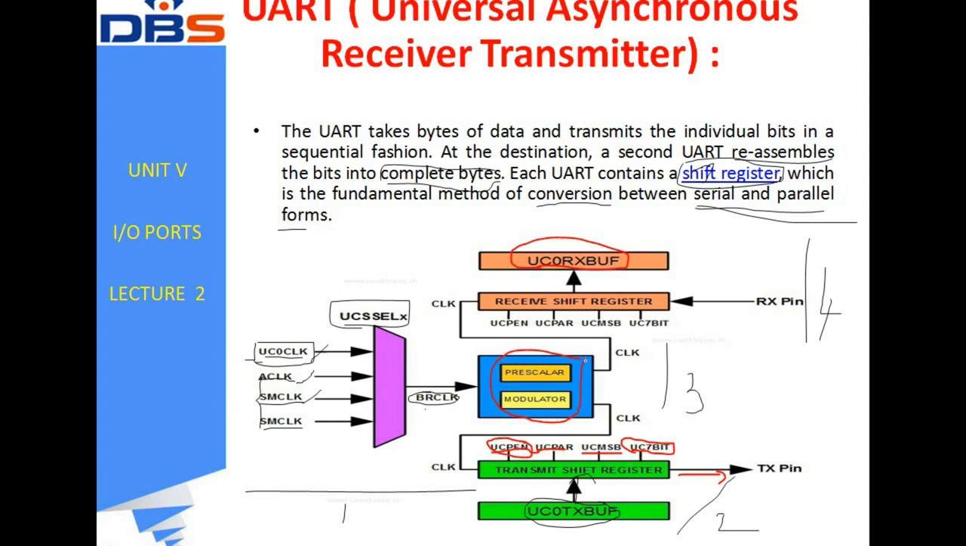That means how many bits are to be generated or how many bits have to be transmitted within a given clock period. So a clock is generated, and this clock is given to the receive shift register. Based on these values, the data is being transmitted here.